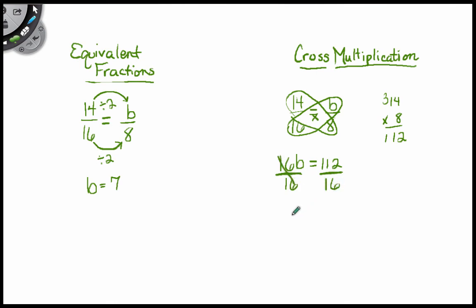16 divided by 16 is 1, and 1 times b is just b. Now I need to do 112 divided by 16, and that would be 7. 16 times 7 is 112, and I have 0 leftovers, so b is just 7. So, just a recap, you can use either strategy. However, I do want you to learn both, because not every single problem with proportions will have numbers that you can easily divide and multiply. So cross multiplication might be the necessary strategy to use. That's why it's important to learn both of these.